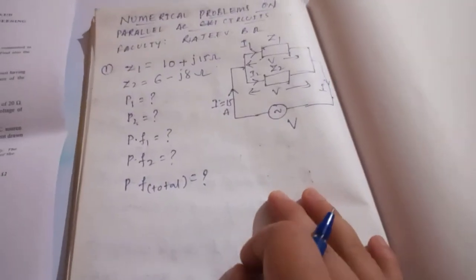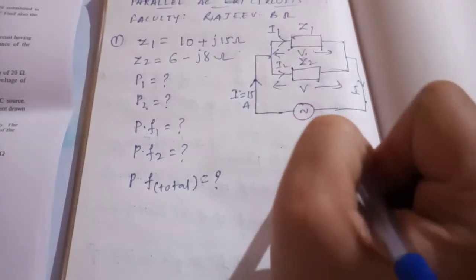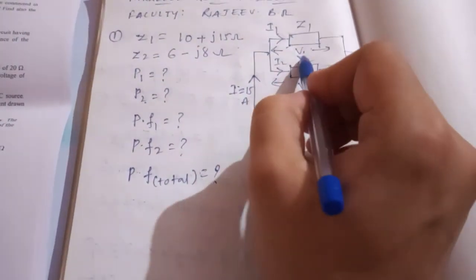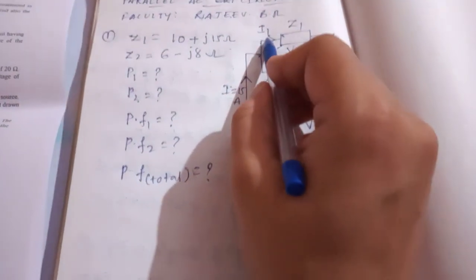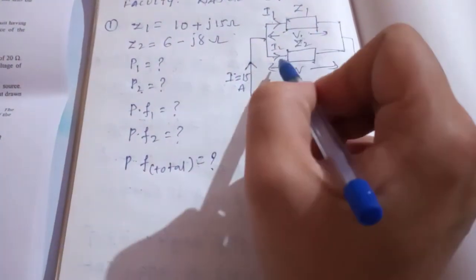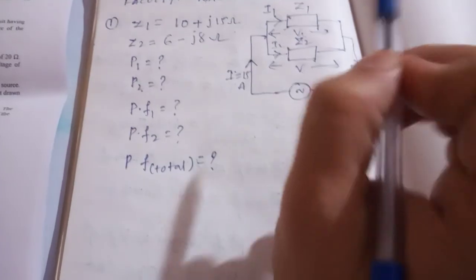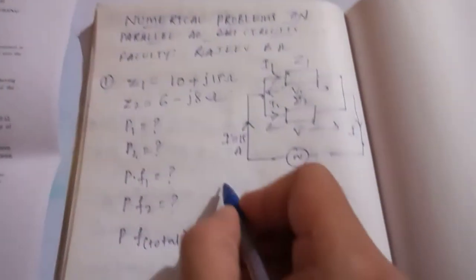Now first I have to calculate the equivalent impedance. If I calculate the equivalent impedance, then I can calculate V. Once I calculate V, I can calculate I1 and I2. How? I1 is equal to V by Z1, I2 is equal to V by Z2. First I need to calculate V, so for that I will calculate Z equivalent.